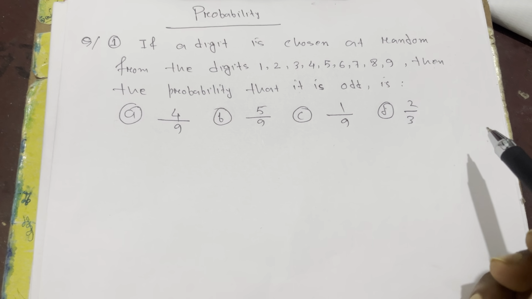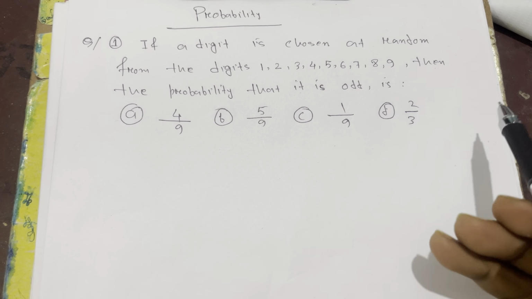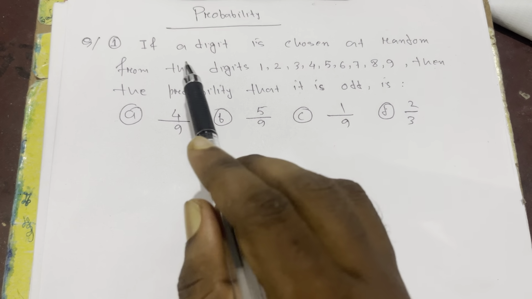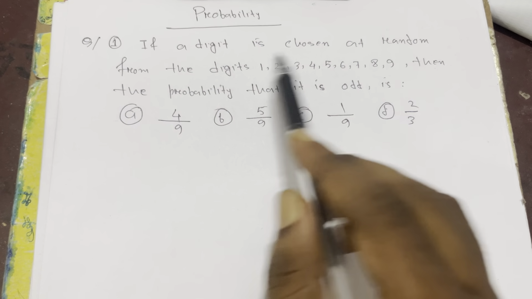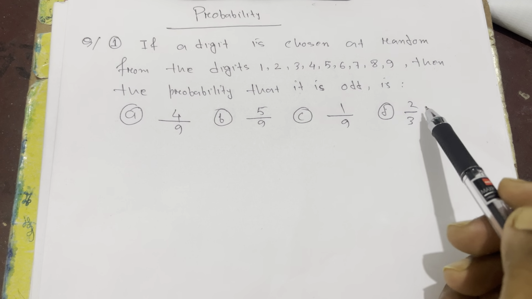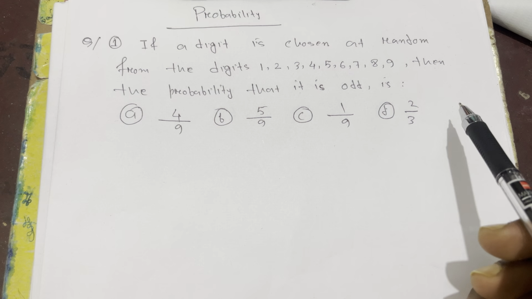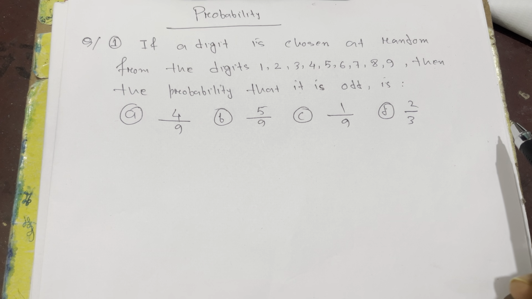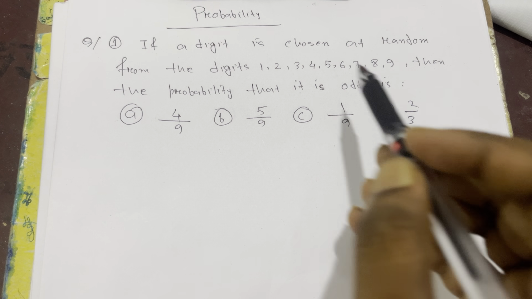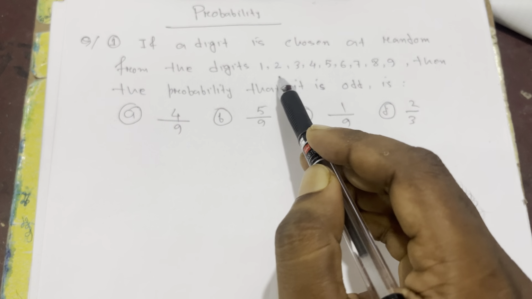So probability, this is very important for class 10 board exam. So first question is, if a digit is chosen at random from the digits 1, 2, 3, 4, 5, 6, 7, 8 and 9, then the probability that it is an odd number is what? So you need to find the probability of an odd number from here.